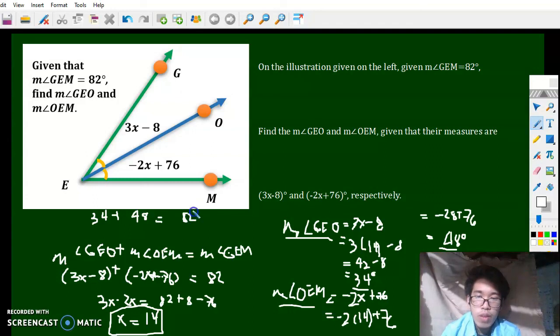When you add 34 degrees and 48 degrees, what do you get? You get 82 degrees. And that proves that we have the correct values for the measurement of angle GEO and angle OEM. We simply used the angle addition postulate to get that. Therefore, the measurement of angle GEO is 34 degrees and the measurement of angle OEM is 48 degrees. We proved that using the angle addition postulate itself.